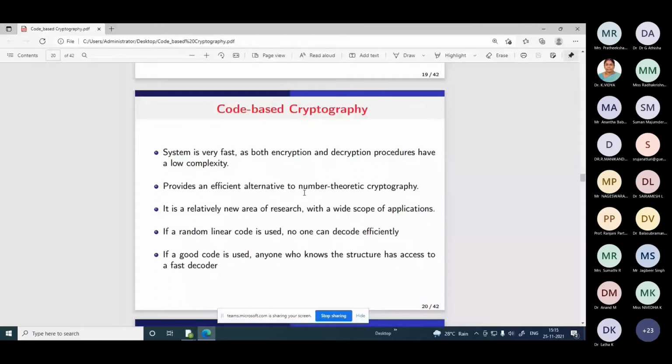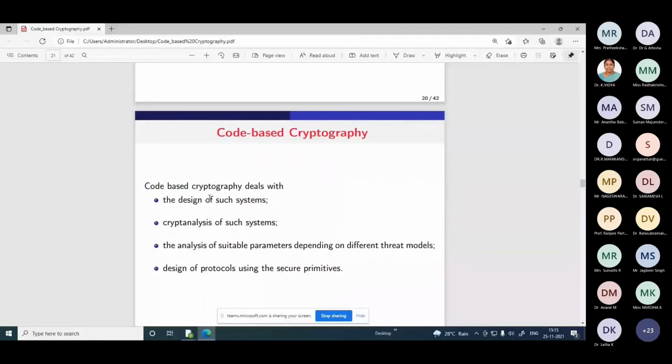So if a good code is used, anyone who knows the structure has access to a fast decoder. So code-based cryptography deals with the design of such systems, the cryptanalysis of such systems, and the analysis of suitable parameters depending on different threat models. We have to change the parameters according to information set decoding and all. For different threat models, we have to increase the size of the parameters, and design protocols using the secure primitives.